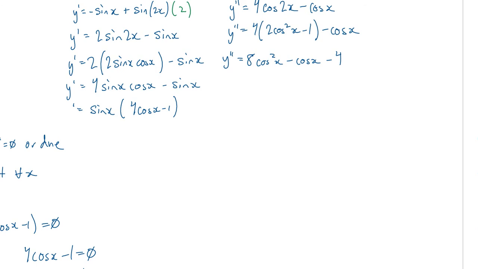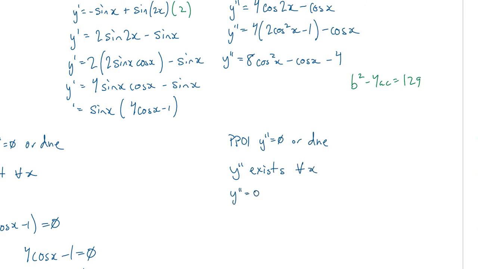In fact, I didn't factor it because it's not factorable, because when I do b squared minus 4ac, I get 129. Okay, so it's not factorable, but it is solvable because the discriminant there was positive. So for possible POIs, they occur where the second derivative is equal to 0 or does not exist. The second derivative exists for all x. Where is the second derivative equal to 0?